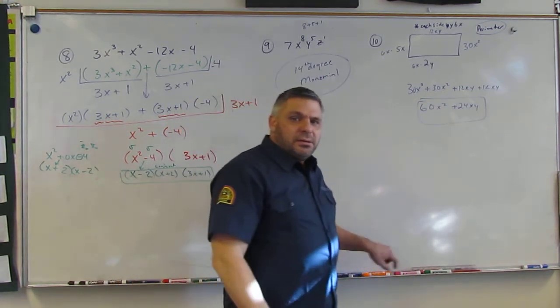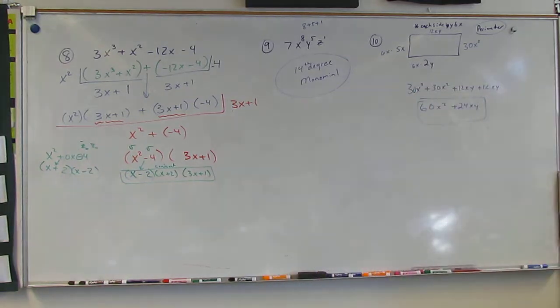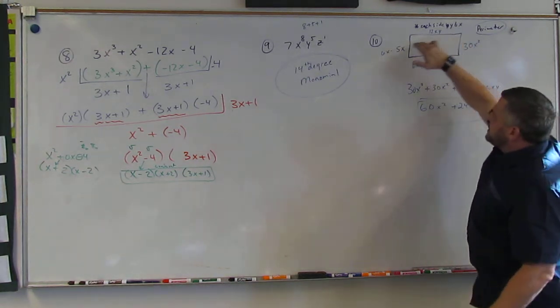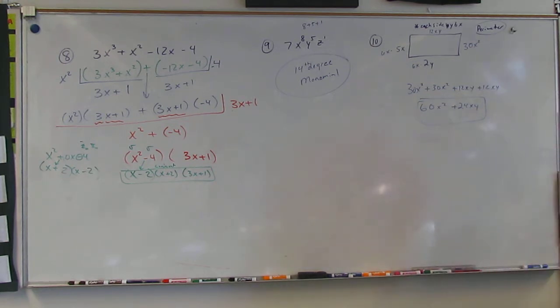So it's just a matter of being able to multiply by the 6x, and then adding up the pieces. Does that make sense? Questions? All right.